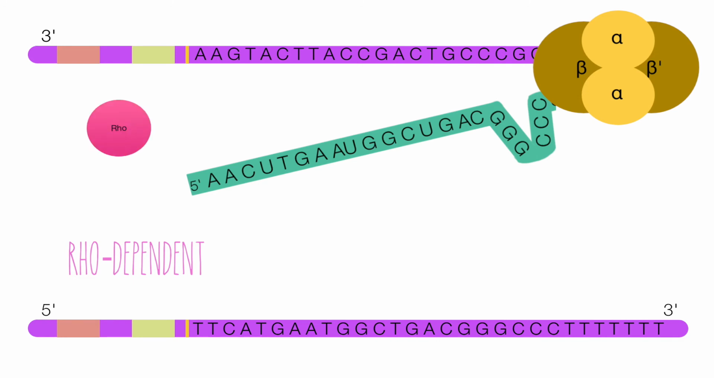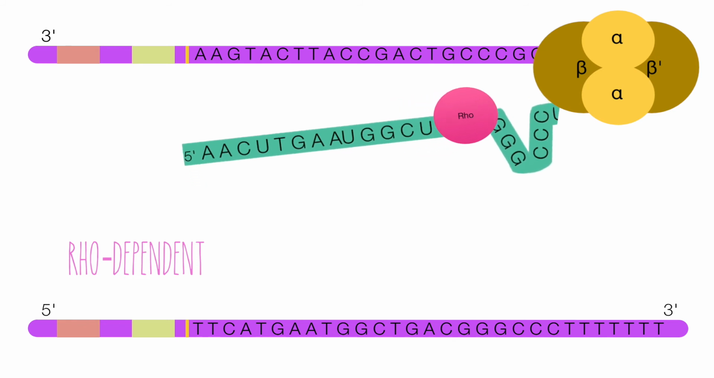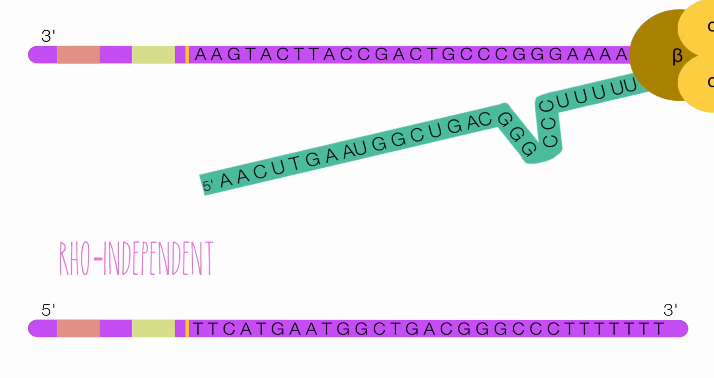Rho, a protein, binds to the newly synthesized RNA and moves towards the 3' end. When RNA polymerase reaches a termination hairpin, it pauses. Rho then acts like a helicase enzyme, causing the DNA and RNA to unwind and end transcription. Rho-independent termination does not involve Rho.